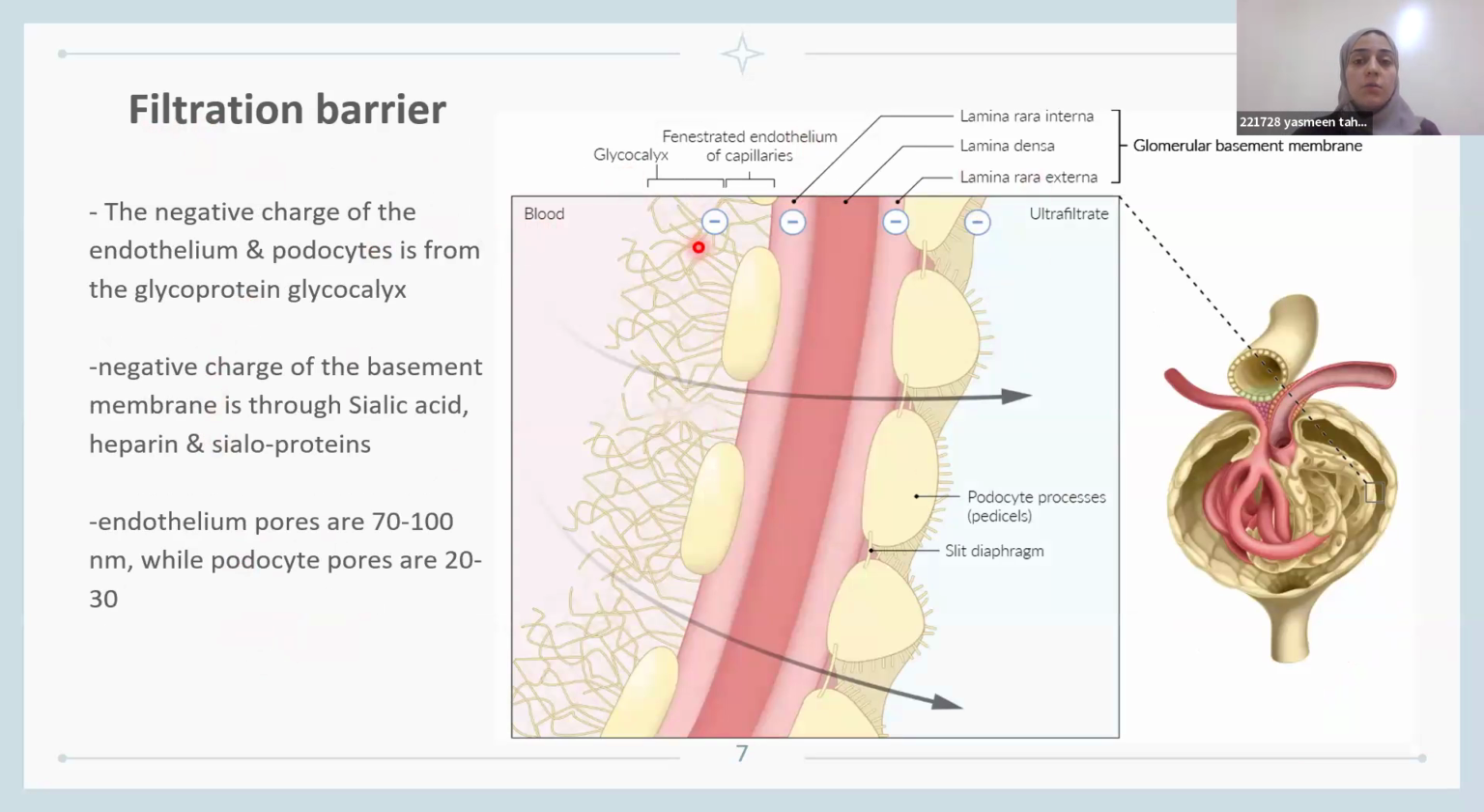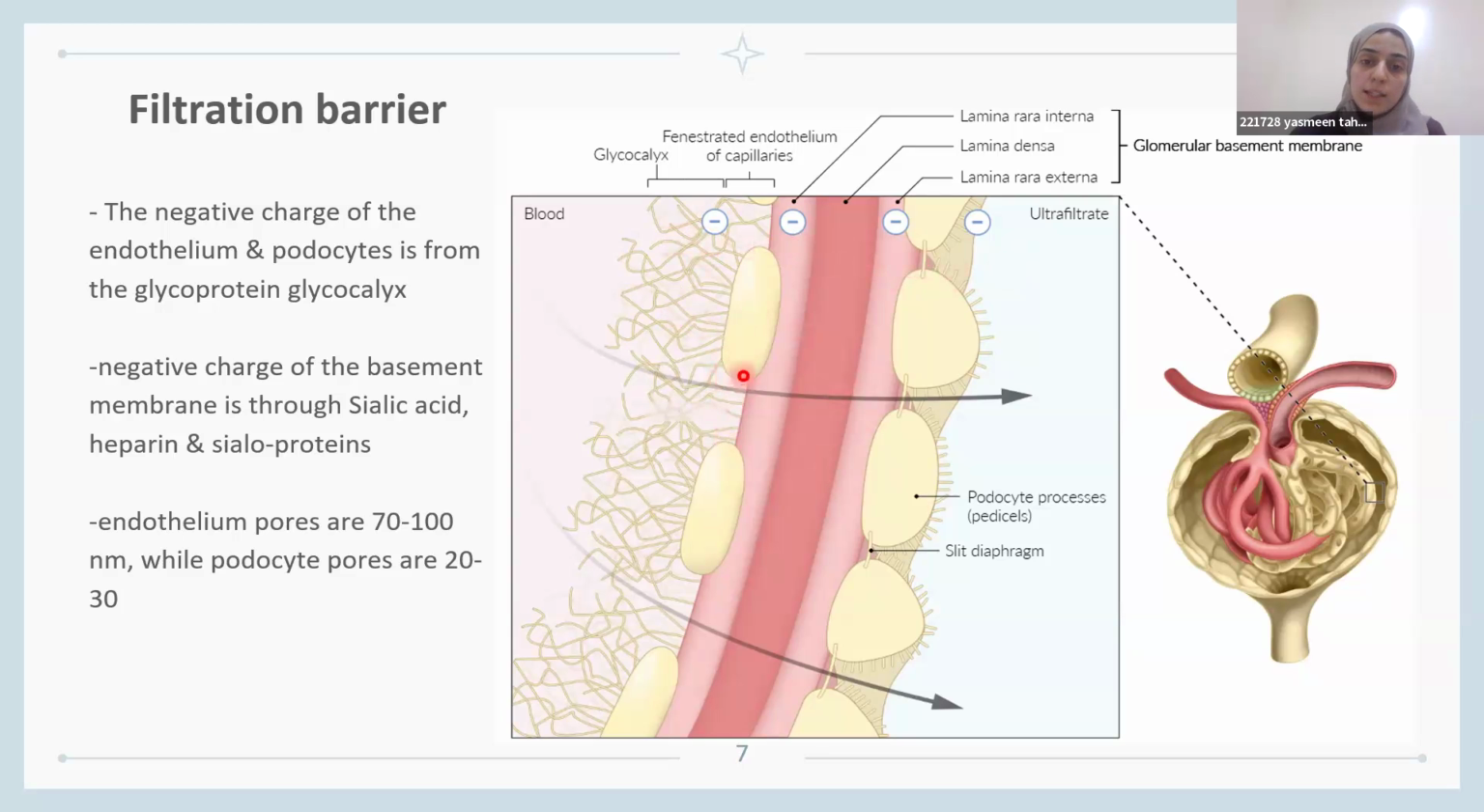Here is the filtration barrier again from a more zoomed in view. This is the endothelium, this is the basement membrane, and this is the podocyte. I mentioned it's negatively charged. How is this negative charge achieved? For the endothelium, there are glycoproteins called the glycocalyx, and the same thing for the podocyte. They both have the same glycoprotein. However, for the basement membrane, we have sialic acid, heparin, and sialoprotein. So all of the layers of the filtration barrier are negatively charged.